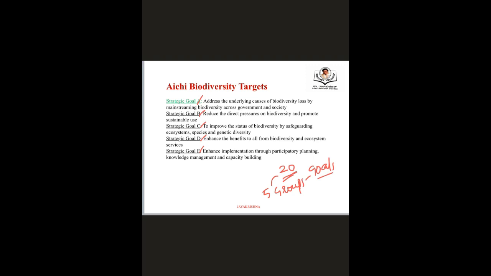What are those goals? The first one is to address the underlying causes of biodiversity loss by mainstreaming biodiversity across government and society. This is the first goal. The second goal is to reduce the direct pressure on biodiversity and promote the sustainable use of biodiversity. The third goal, goal C, is to improve the status of biodiversity by safeguarding ecosystem diversity, species diversity and genetic diversity. Goal D is to enhance the benefits to all from biodiversity and ecosystem services.